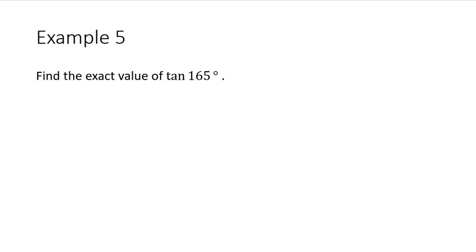All right, one thing that I see is that the tangent of 165 is the same thing as the tangent of 120 plus 45. And if we expand that using the sum of our tangents formula, we'll have the tangent of 120 plus the tangent of 45 divided by 1 minus the tangent of 120 times the tangent of 45.